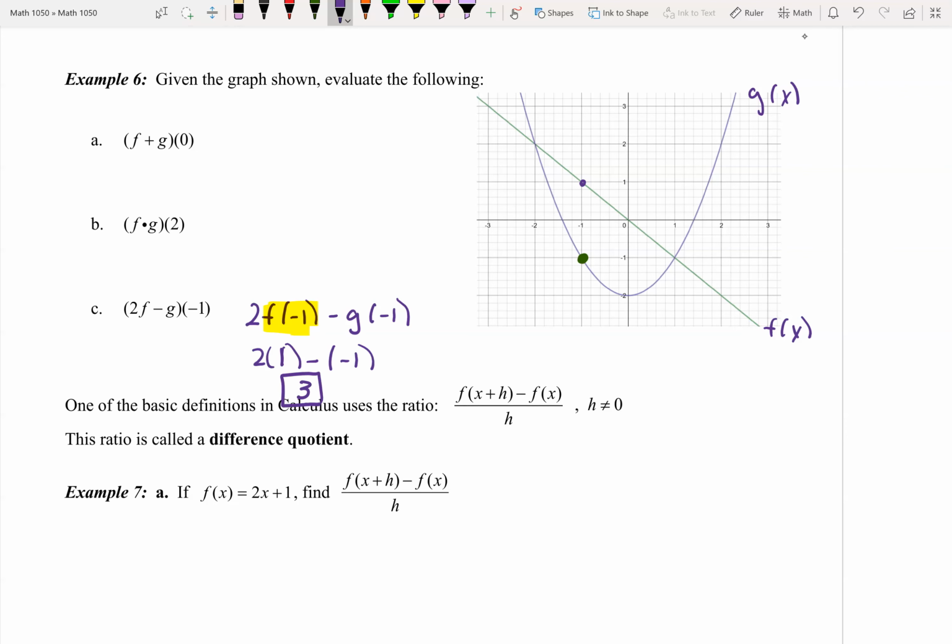Another thing you could do is instead of your calculator, 2 times 1 is 2, a negative times a negative is a positive, 2 plus 1 is 3. So whatever you prefer, okay?